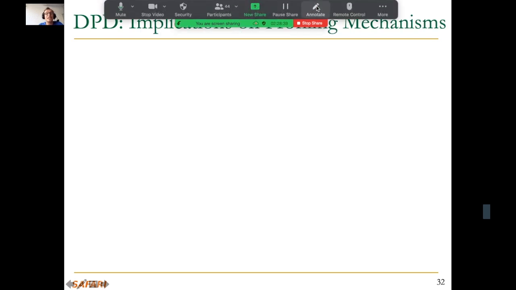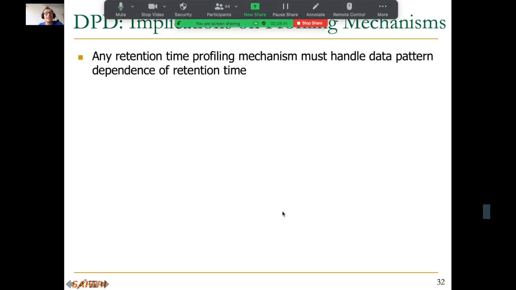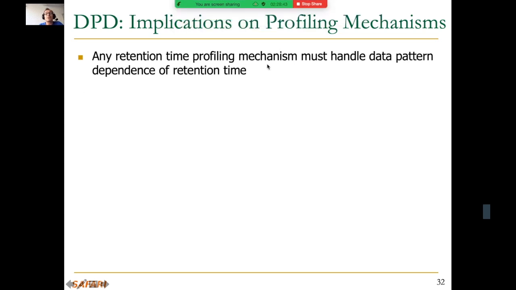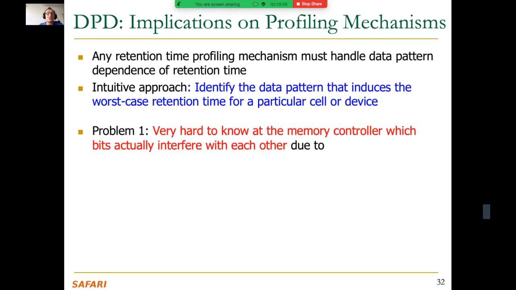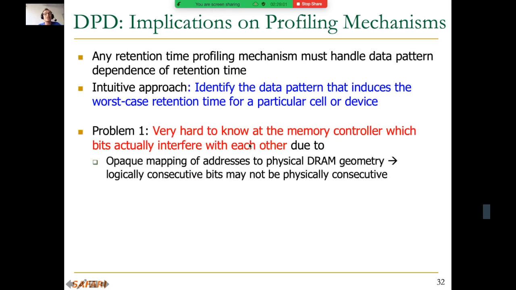So let's talk about the implication of this data pattern dependence on profiling mechanisms. Any retention time profiling mechanism must handle data pattern dependence of retention time. The intuitive approach is to identify the data pattern that induces the worst case retention time for a particular cell or device, right? But there's a problem. It's very hard to know at the memory controller which bits actually interfere with each other, because the memory controller doesn't know which cells are actually close to each other in DRAM. Because there's an opaque mapping of addresses to physical DRAM geometry. We'll see this later on also.